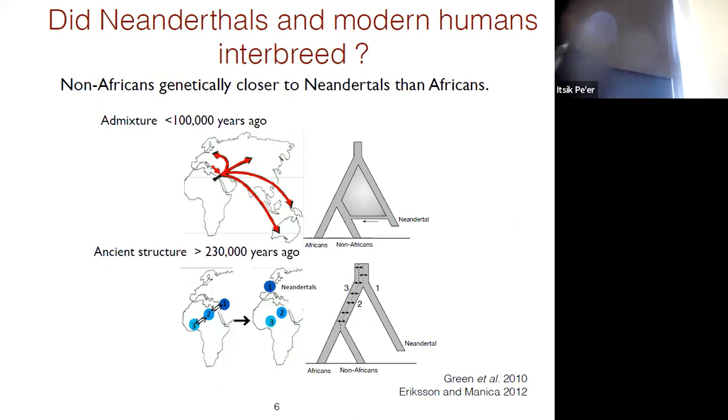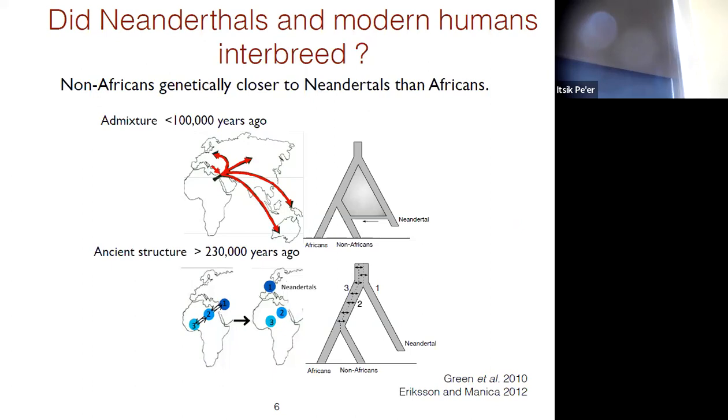So these 2 models, they can both explain this genetic similarity, but they do make one difference in terms of their prediction. And that was the date when Neanderthals and present-day humans last exchanged genes. So in this ancient structure model, the date when the last exchange of genes happened between modern humans and Neanderthals goes back to when modern humans appeared in the fossil record. So this would be around 200,000 years ago.